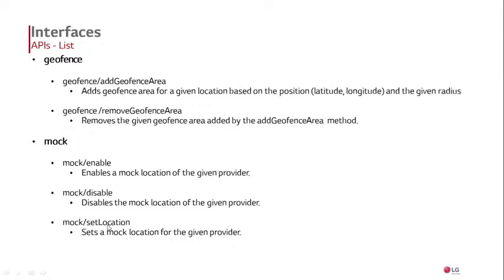Mock enable, mock disable, and set location. Mock enable and mock disable enable and disable the mock for a given provider. It could be a network position provider or a GPS position provider. Set location sets a mock location for the given provider.